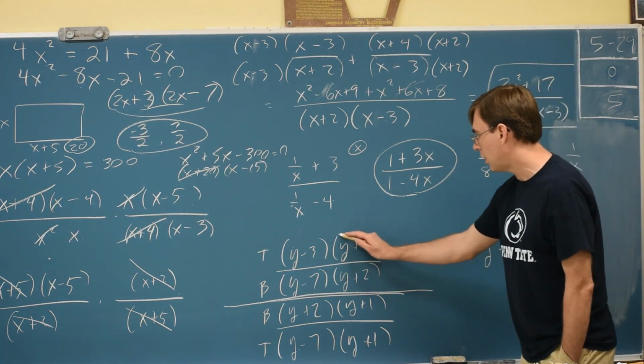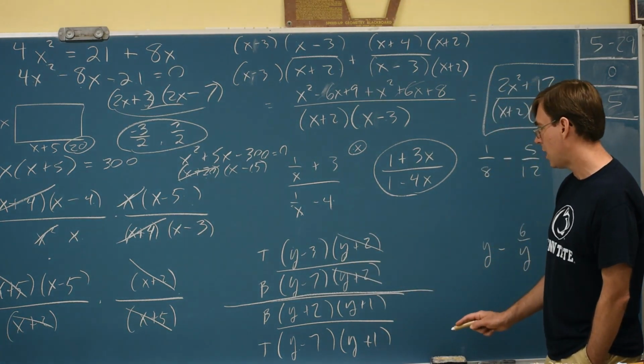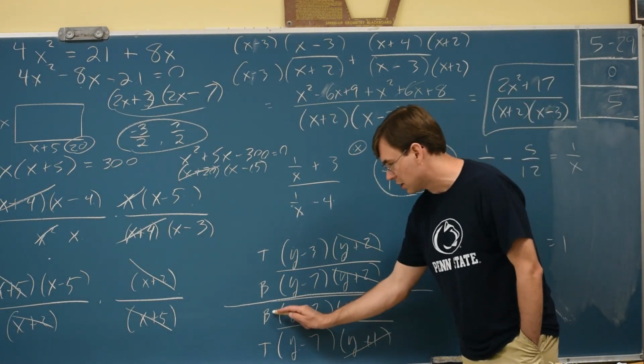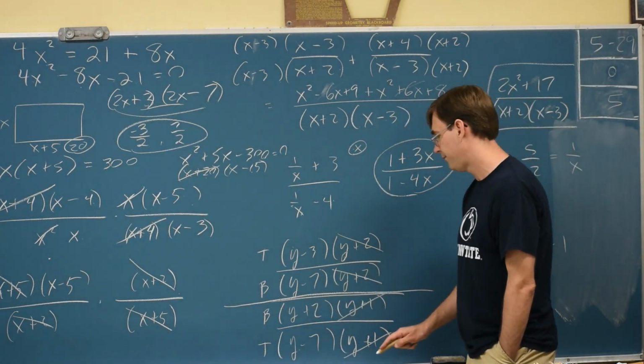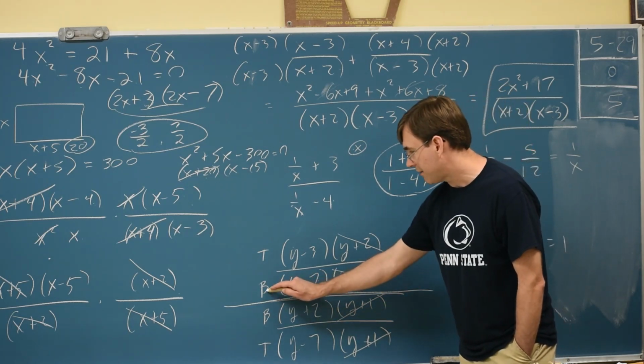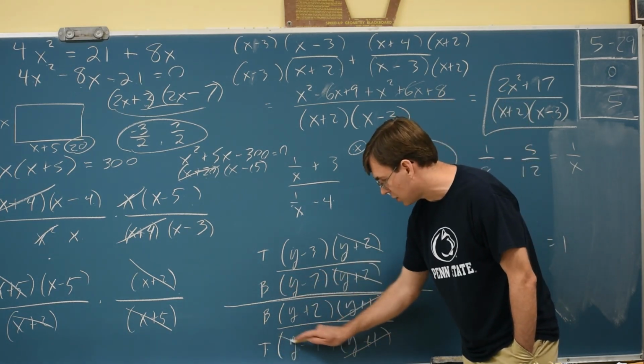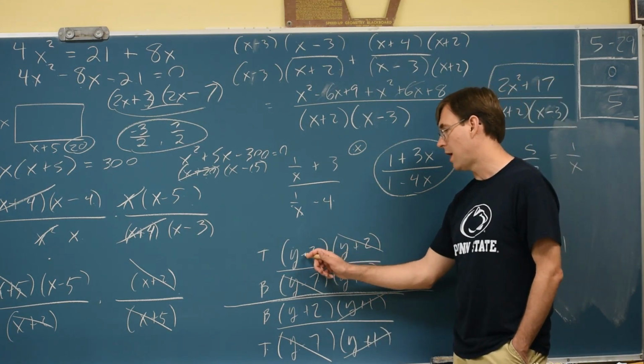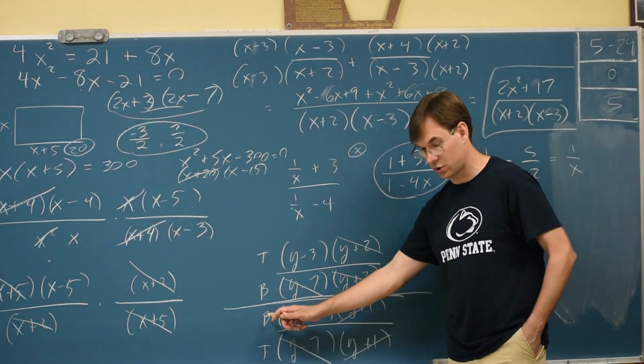So we can cancel any top with any bottom. So y plus 2's could go, y plus 1's could go, because those belong one to the bottom, one to the top. Y minus 7 is a bottom, y minus 7 is also a top, we could cancel them. And for our final answer, y minus 3 is a top, y plus 2 is a bottom.